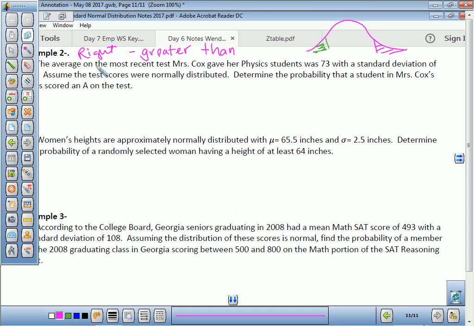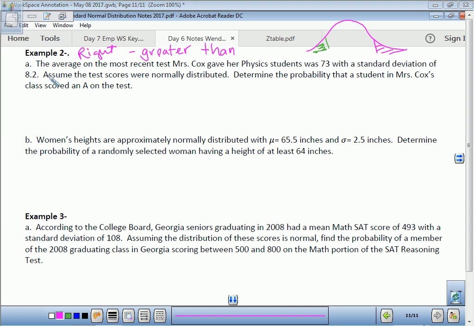So, the average on the most recent test was 73 with a standard deviation of 8.2. Assume the test scores were normally distributed. Determine the probability that a student scored an A on the test. So what we're looking for is the probability that that student's score was greater than or equal to 90. That gives us an A here at Stars Mill. So we're going with greater than or equal to a 90.